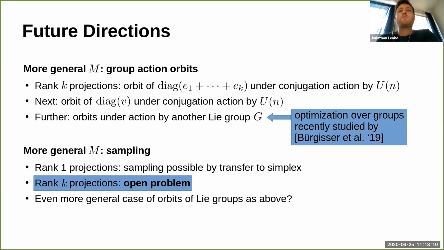So maybe you could think of this optimization problem as the first step you would need to do in order to get to sampling. And like I said, in the rank 1 case, sampling works by going to the simplex and coming back. There should be something similar in the rank K case, but it's just much more complicated. Okay, thank you. Okay, thank you, Jonathan.